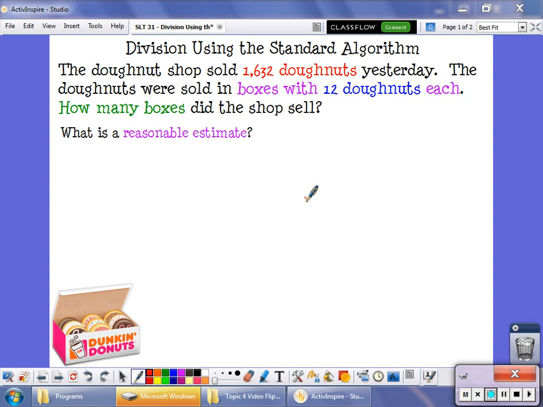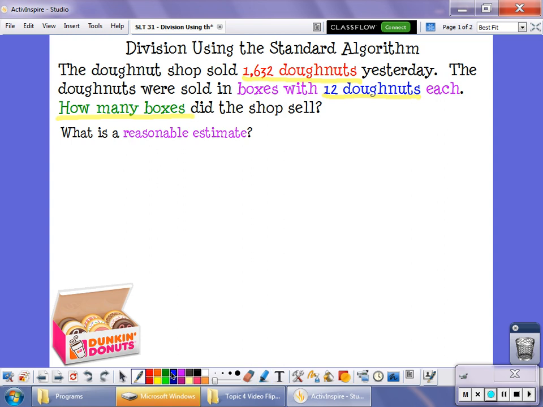Long division is a process that needs to be followed step by step. In this problem, the donut shop sold 1,632 donuts yesterday. The donuts were sold in boxes with 12 donuts each. Our question is, how many boxes did the donut shop sell?